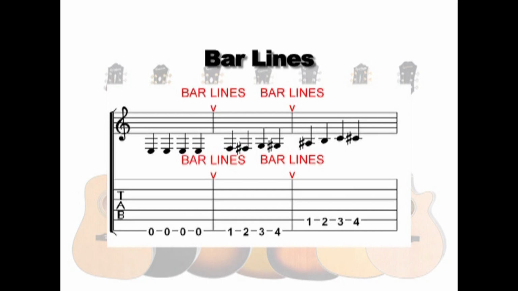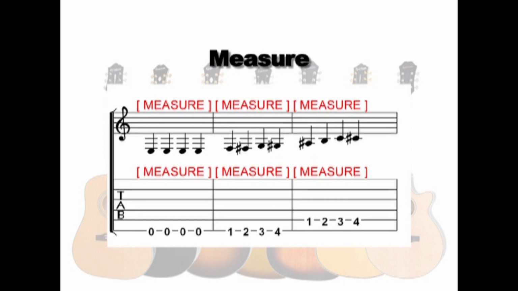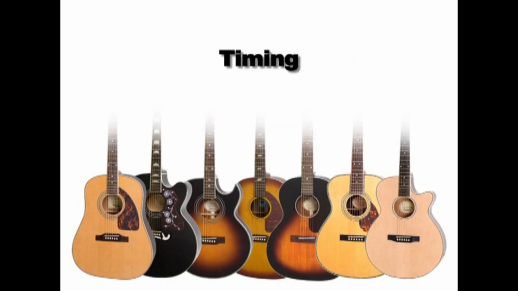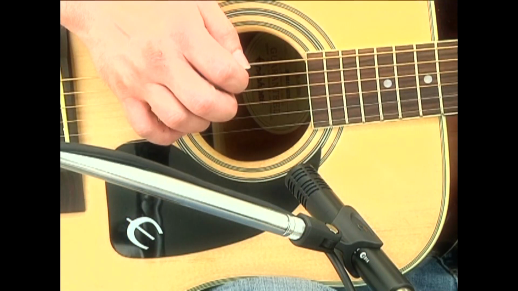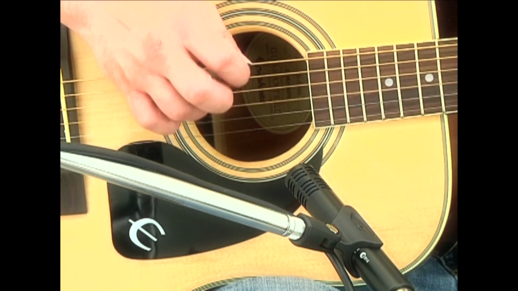Bar lines are the vertical lines that divide tablature and staff music into sections. The measure is the space between bar lines. Music is the combination of time and sound.